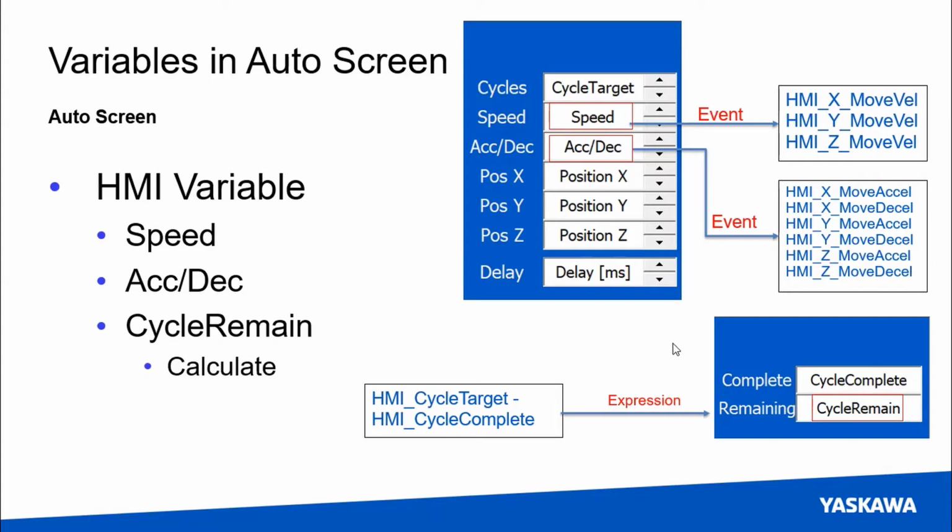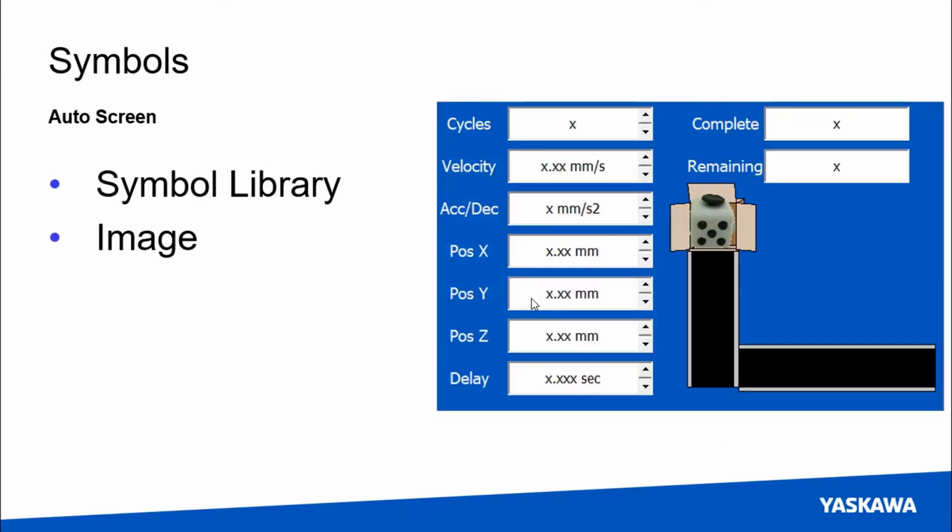On the top right of the page, you'll be able to just use a simple expression to calculate the remaining number of cycles by taking the target minus the number of cycles complete. The conveyors and images of the box open and box closed come from the symbol library. The image that moves around on the screen can either be the provided PNG image, you can use your own image, or find another image from the symbol library.